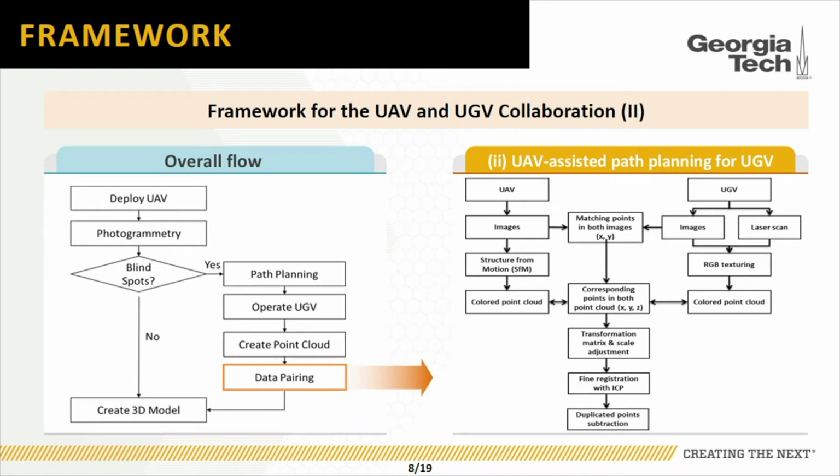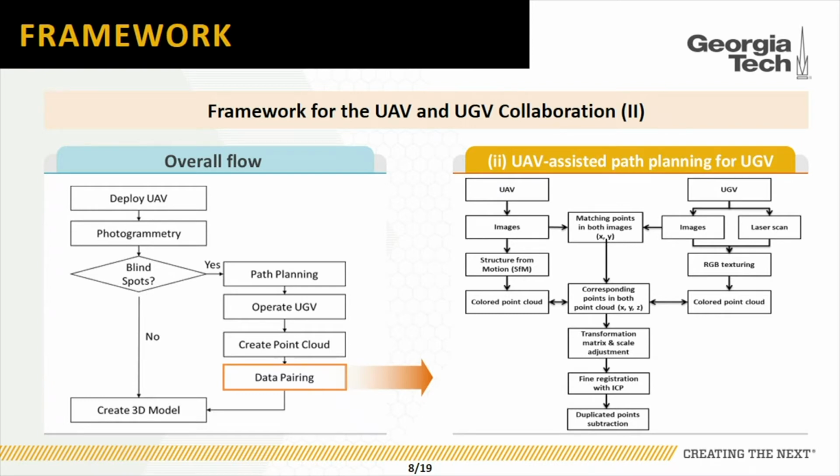So here what the team proposed is to use the image as the data to do the point cloud matching or registration. So the image taken by the UAV has a metadata of where the picture is taken and the orientation of the lens.